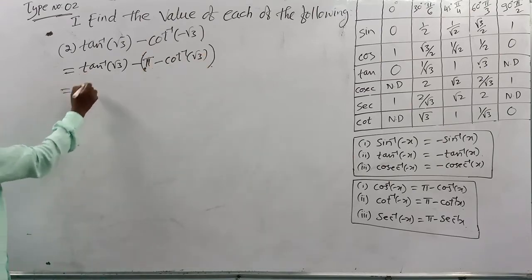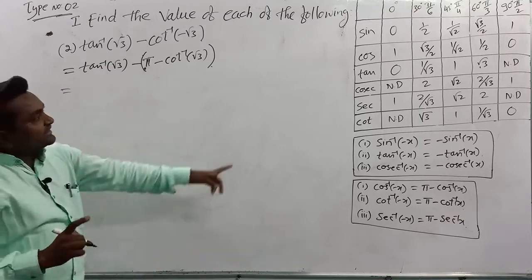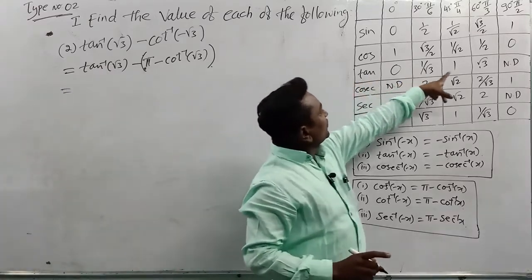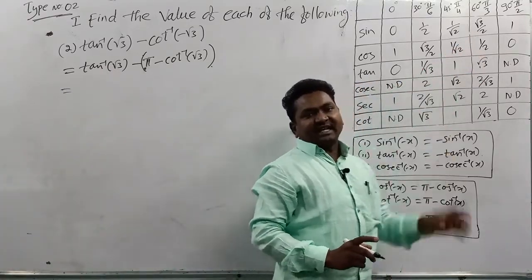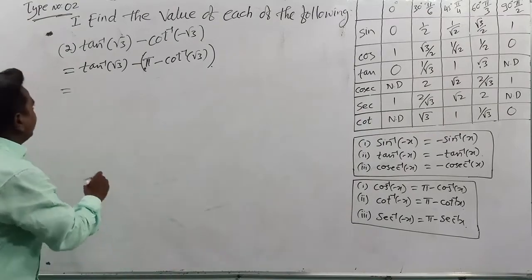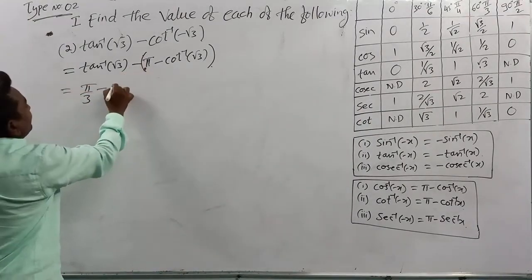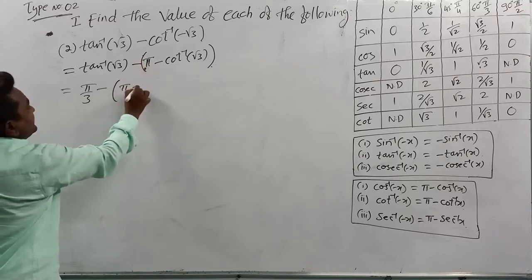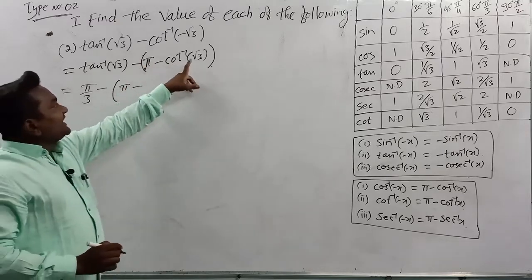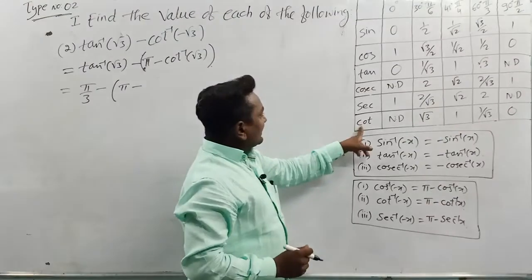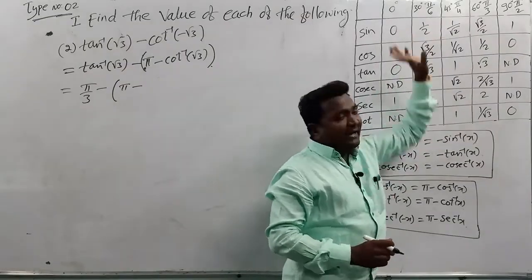Now this is equal to tan inverse root 3. Tan inverse root 3 value is what? Tan root 3 value is 60 degrees, means pi by 3. Pi by 3 minus, in the bracket, pi keep as it is there only, minus cot inverse root 3. So cot root 3 value is what? Pi by 6.